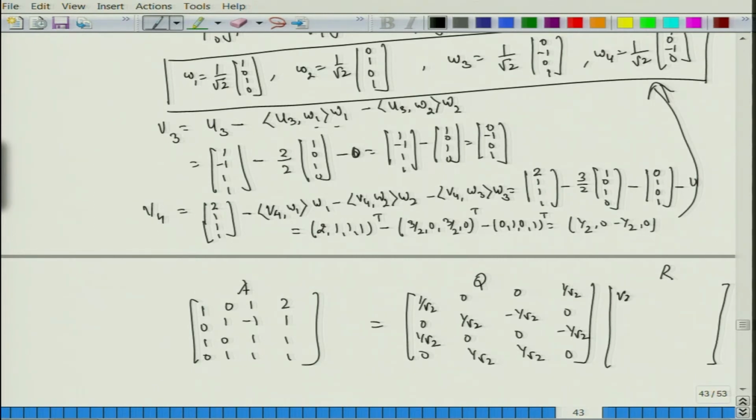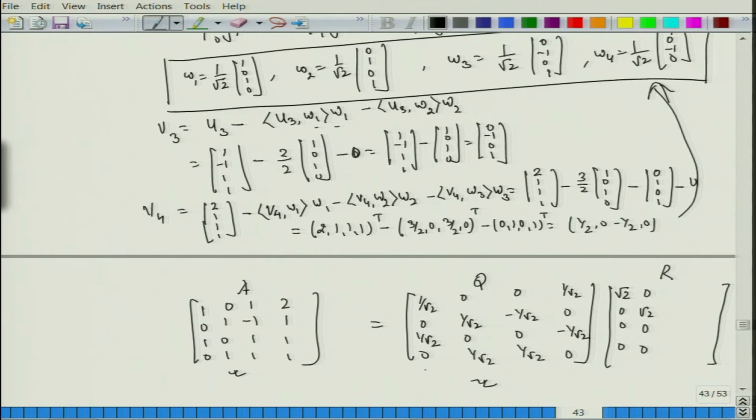So this entry is root 2, and since I am looking at the Gram-Schmidt process where the linear span remains the same till the ith stage, I get this as 0 here. There is no contribution from the second, third and fourth column. Now if I want to look at the second entry here, I will have to look at the inner product of this with the second one and this with the second one. This with the second one is already 0, and only this one is playing the role. So it is nothing but 0, root 2, 0, 0.